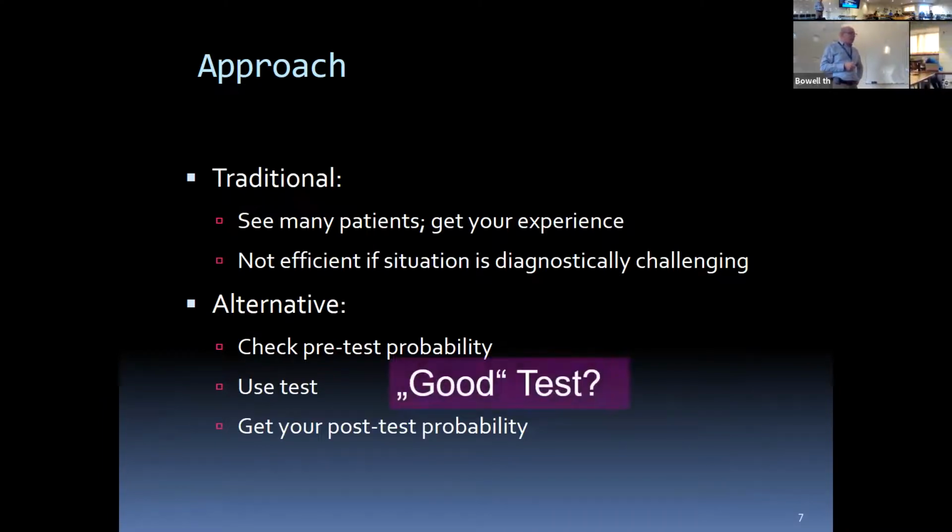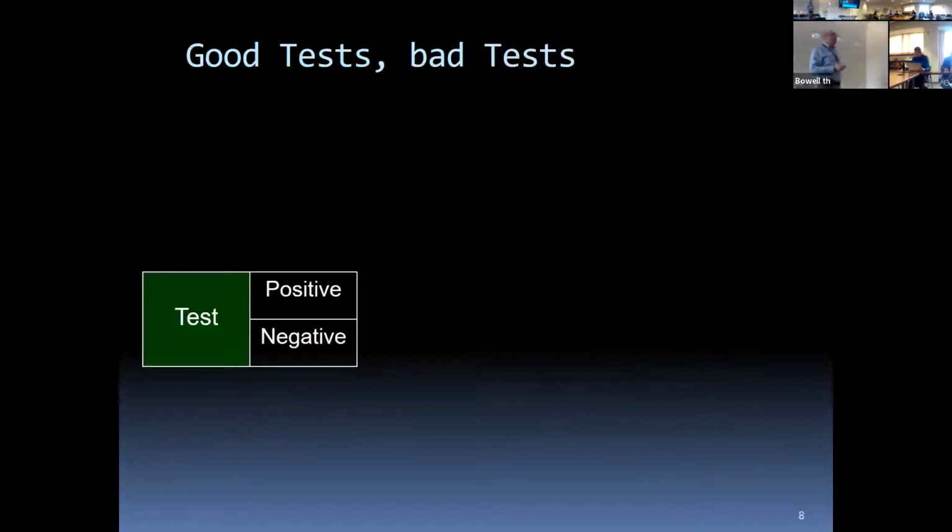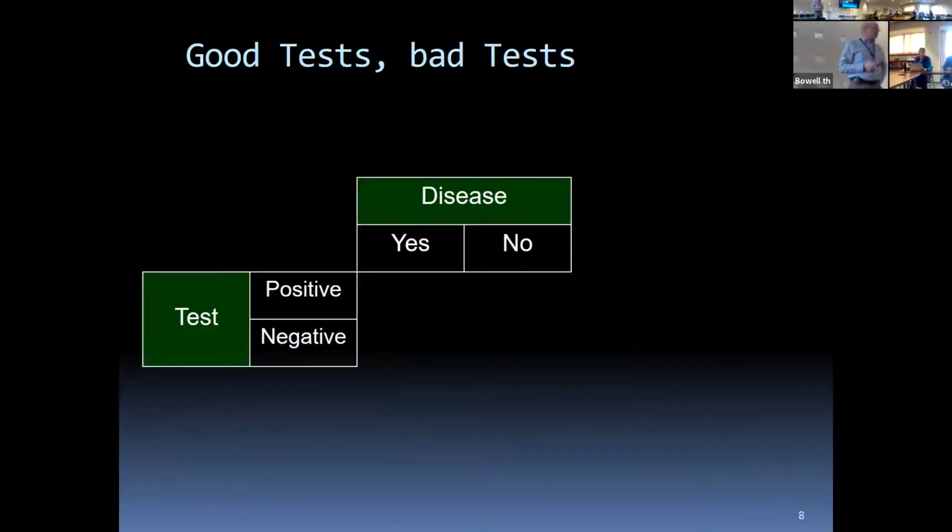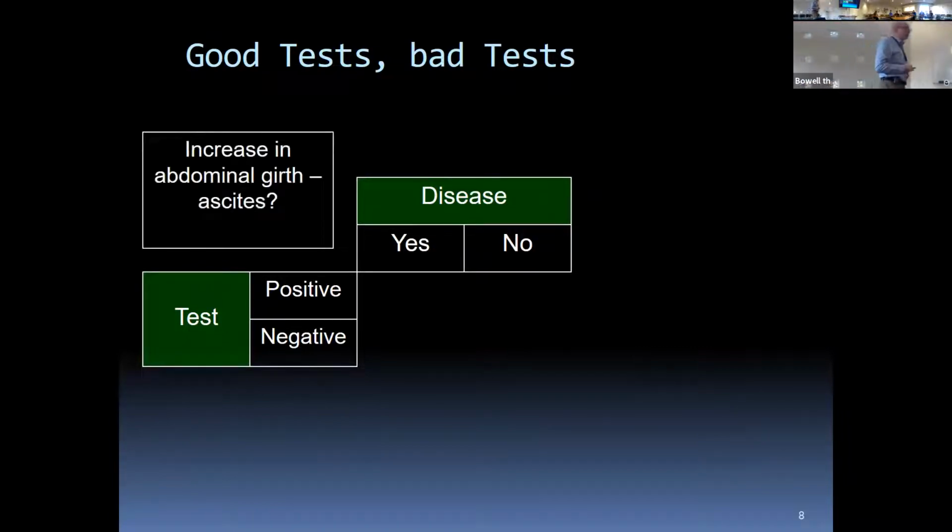And then the question comes up when we have additional tests: is this a good test, right? So good tests versus bad tests. Usually what we want to do is think quantitatively a little bit about this, with a very simplistic kind of 2x2 table.